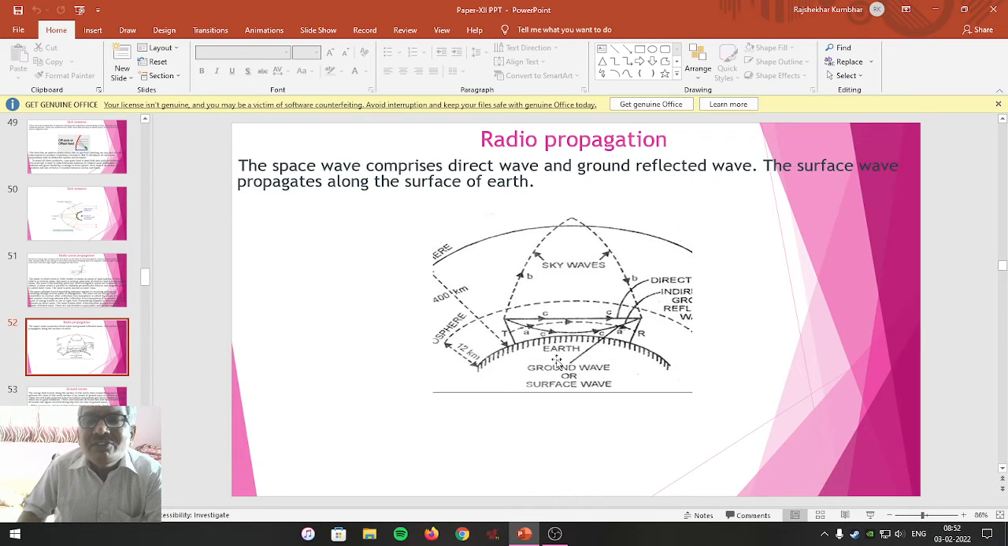There are some radiations that travel by touching the Earth's surface between the transmitting and receiving antenna. That is called the surface waves, or those are also called the ground waves. Friends, the propagation of the radio wave thus takes place by using ground waves, surface waves, ground reflected waves, direct waves, tropospheric waves, and also by means of sky waves.